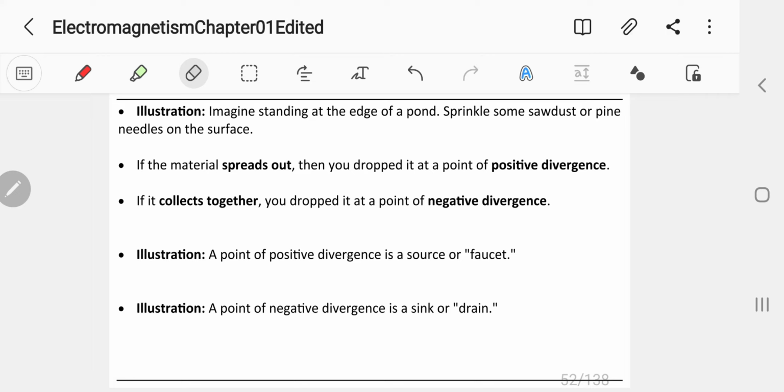So for example, a point of positive divergence is a source or faucet, and a point of negative divergence is a sink or drain. When you have a source, the water spreads out, and when you have a sink, the water collects into the drain. So that's just the meaning of that.